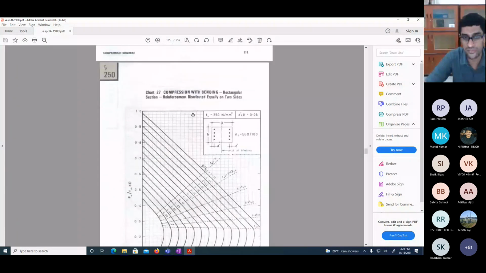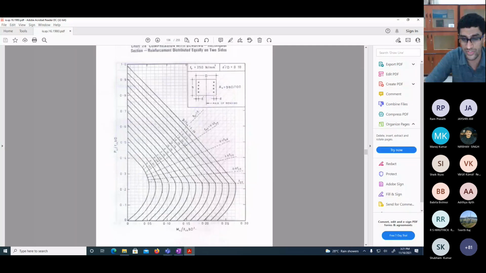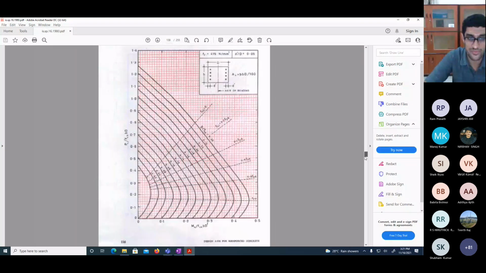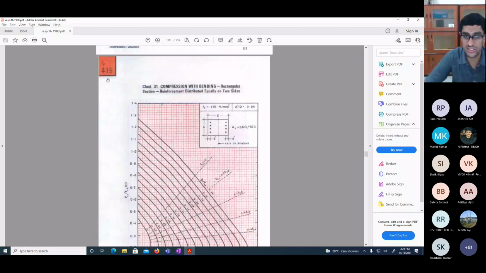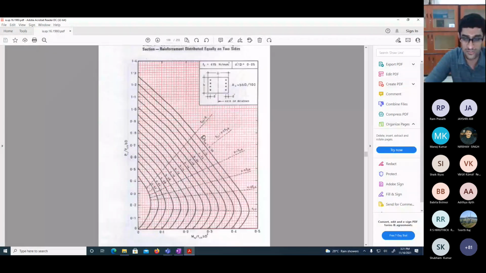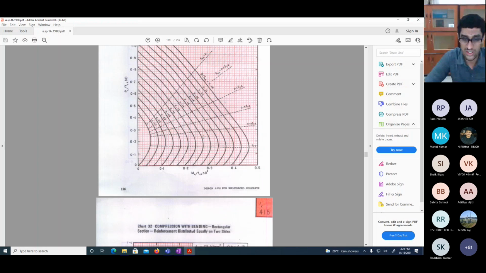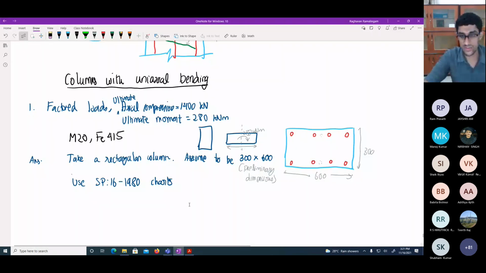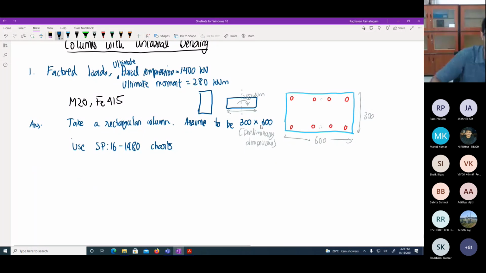Okay, but anyway, we have Fe415, so we cannot use any of these tables. So we'll just keep moving till we go to Fe415. So this is Fe415, and this is for d dash by d equals 0.05. Okay, so we might probably just want to use one of these. Okay, so let's assume that our d dash by d is also. Let's see how much it is.